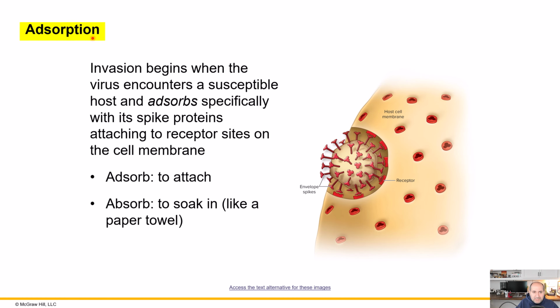What does adsorption mean? Adsorption is the attachment of the virus to the host cell. Do not confuse the words adsorb with absorb. Absorb means to soak in, like water into a paper towel. Adsorb means to attach. Viruses must adsorb to host cells in order to infect them. And this is done with the spike proteins. Spike proteins on the surface of the virus stick to specific receptors on the surface of the host cell. And this specific binding is what allows infection to occur.